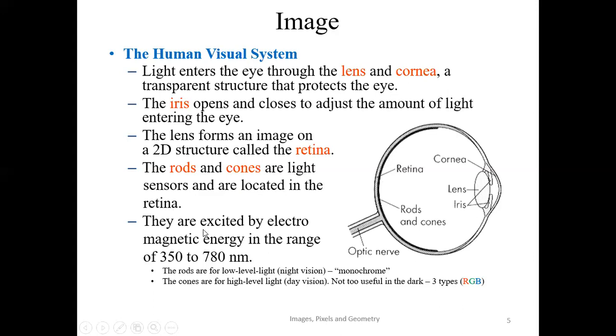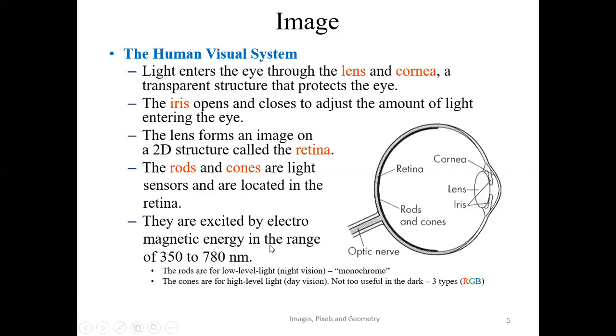The retina reacts to light, and the cells are excited by electromagnetic energy in the range of 350 to 780 nanometers. That's why we first studied that the range of color that we see is from 350 to 780 nanometers. So basically, whenever you look at an object, if the object emits light in the wavelength range of 350 to 780 nanometers, that light falls onto our retina and we can see the object.